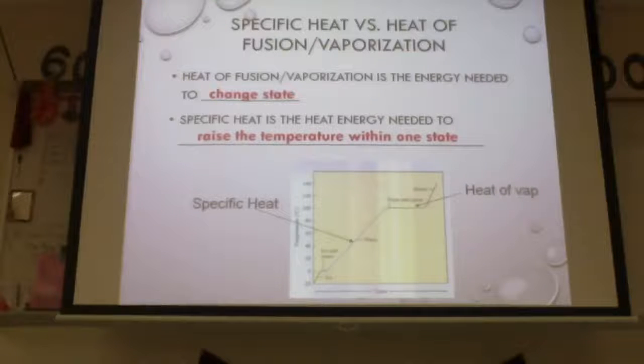Wait, so which is the one that we use for heat of fusion? It'd be down here, this horizontal line. No, like which formula? Molar heat times moles or grams. I think it's the first one that you guys have. It's the molar heat of that phase change. Okay. See how that's written there?